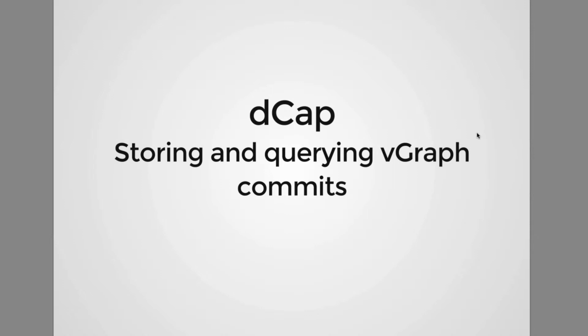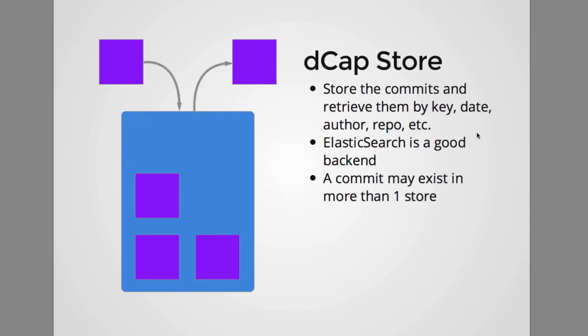We have decap, storing and querying vgraph commits. So we store the commits and we need to retrieve them by key, date, author, repo, etc.